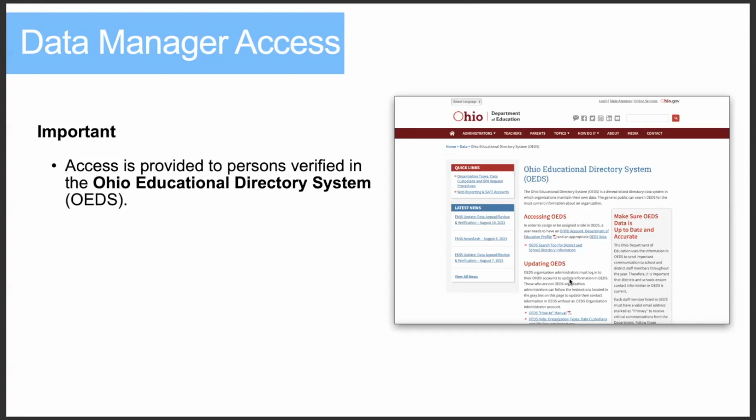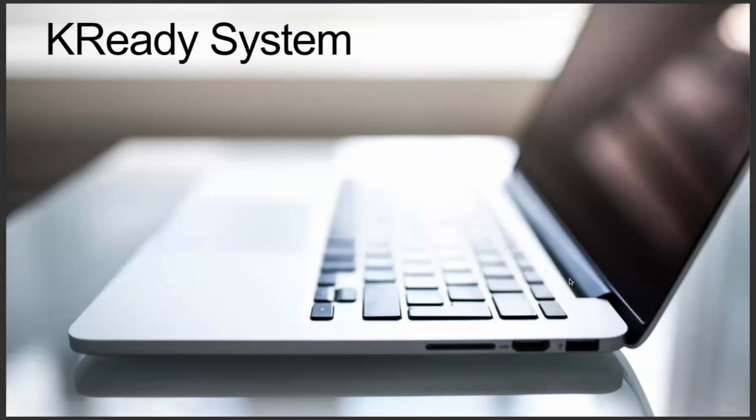All right, so then once you have access as a data manager, the next step is getting into the KReady system. The Ready for Kindergarten online system, or KReady system, is the tool used to facilitate collection, monitoring, and reporting of student ratings for the early learning assessment. The data manager's use of this tool involves adding user and student data to the system and then monitoring the system to ensure that scores are being added by teachers.